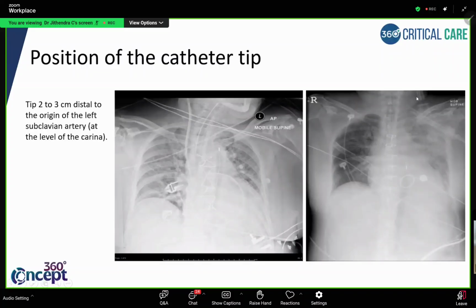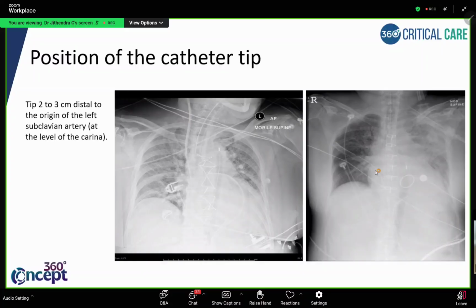You can see here in the first image, the IABP balloon has gone beyond the carina. See, the carina is here, it's gone beyond. So it has gone too far inside, so it will be obstructing your left subclavian artery. So you monitor the left subclavian pulse. You'll see that the pulse is very feeble or absent, because your IABP balloon is obstructing the left subclavian artery. The ideal position, I told you, should be 2 to 3 centimeters from the level of the carina. Okay, just in and around the carina.